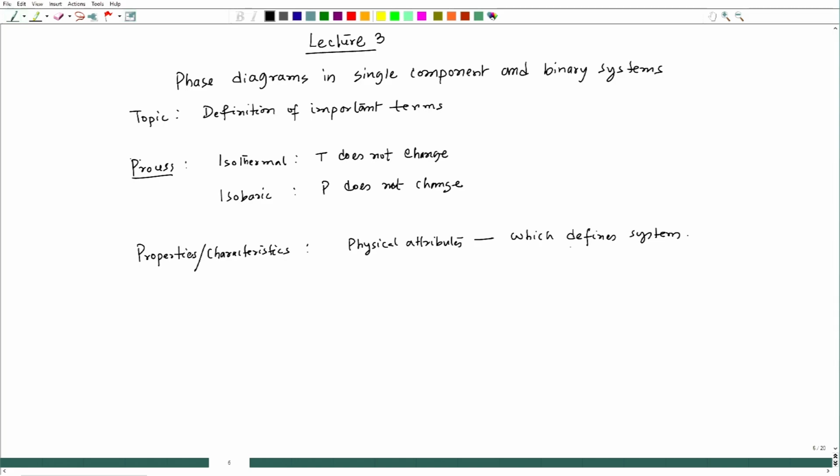So, we will talk more about defining a system. How do we define a system? Remember, whenever we talk about a system, it is a thermodynamic system, because we consider temperature, pressure, and volume conditions. In the case of a multi-component system, we take composition into consideration. Those are the physical attributes.